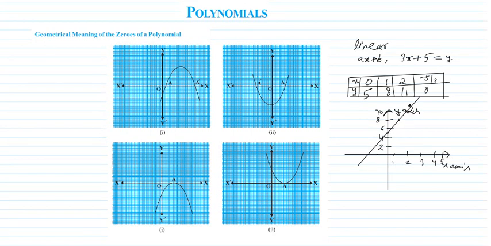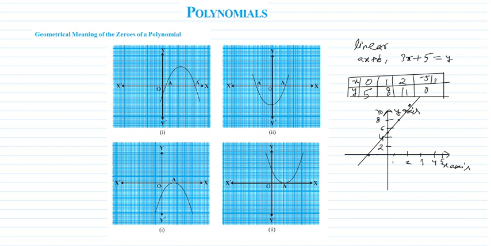Okay, so this is the line. In case of a linear polynomial you will get a line, where the line will cut the x-axis at one point only, and this point can be found by the graphical method as well as algebraically. We can solve and find the value of x where it will cut the x-axis.